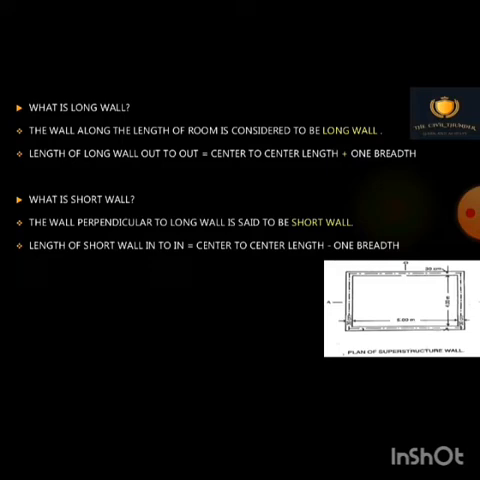So what is short wall? Similarly, the wall which is perpendicular to the long wall is nothing but short wall. That means the vertical walls present in the plan are considered to be short walls. So the in to in length of the short wall is equal to center to center length of the short wall minus 1 breadth. Similar to the above, this 1 breadth also represents the breadth of the item pertaining to that work. You will understand more clearly when we get into the problem.